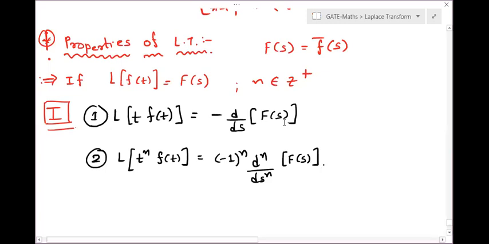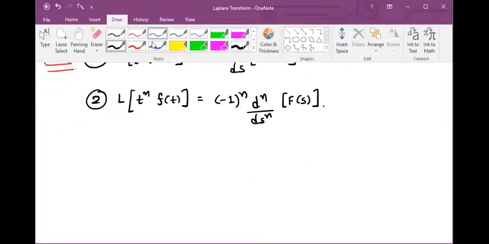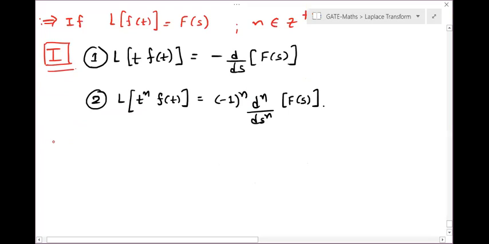Now I hope this first property, multiplication by t, is clear. If this is clear, now I am going to do the second property, that is division by t.